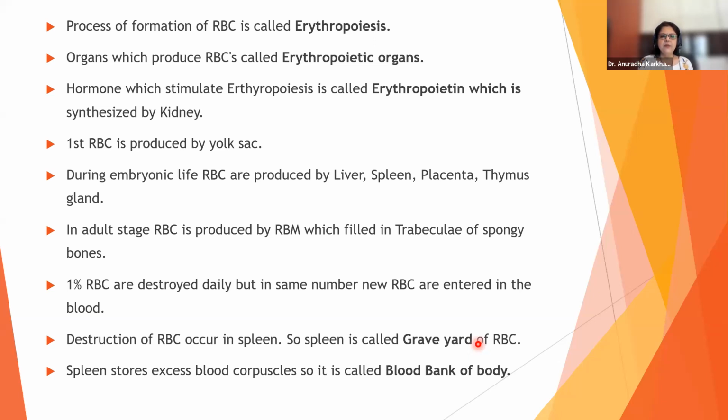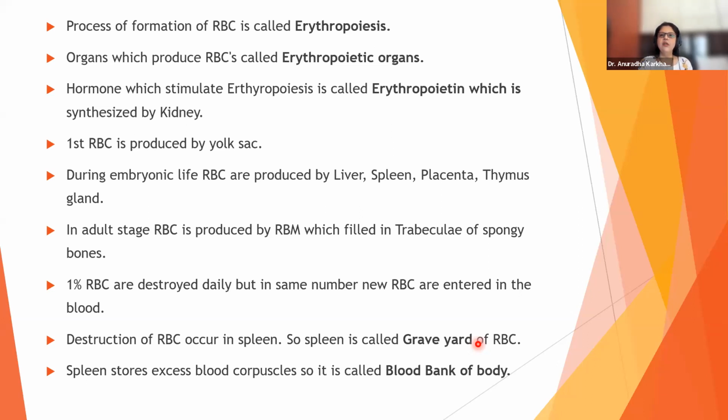First RBC is produced inside by the yolk sac. During embryonic life, RBCs are produced by liver, spleen, placenta, thymus. In adults, RBCs are produced by the red bone marrow, filled with trabeculae of spongy bones. So red bone marrow हमें पता है, bone marrow में ही RBCs बनते हैं.